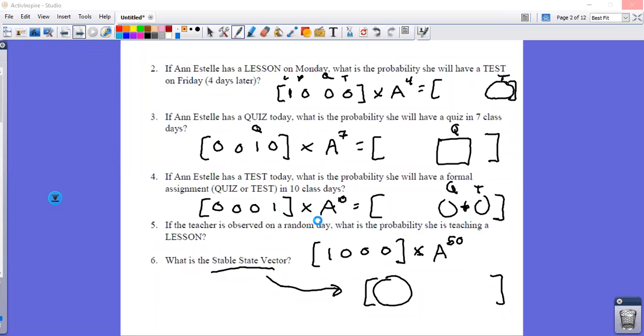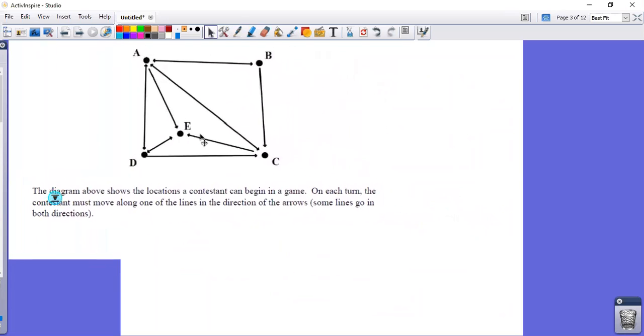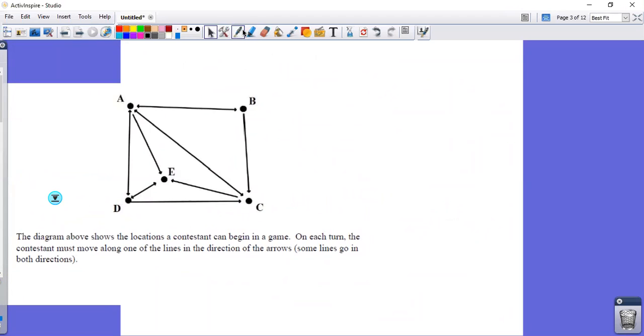So the next one. In this one, he can move from, I'm actually going to move this over so I can have some space. Okay. So he can go, or whatever, it's an ant or something like that. Each turn, a contestant can go from A to B, C, D, or E. A, B, C, D, E.